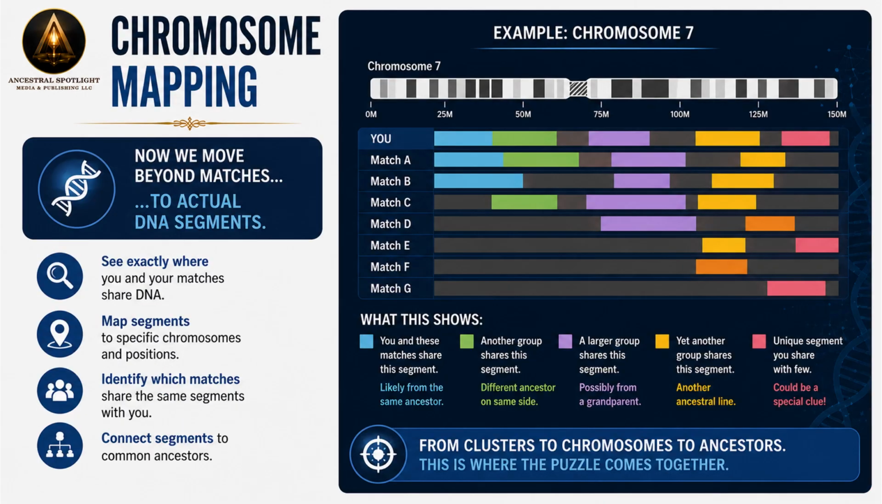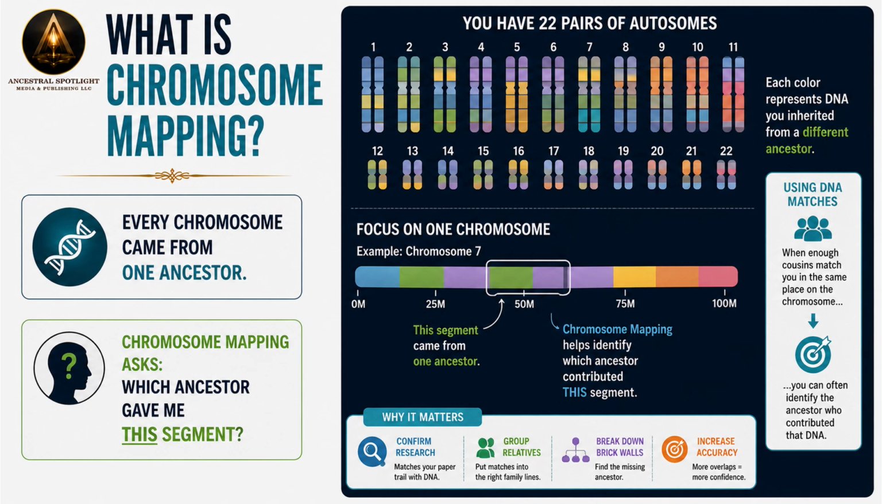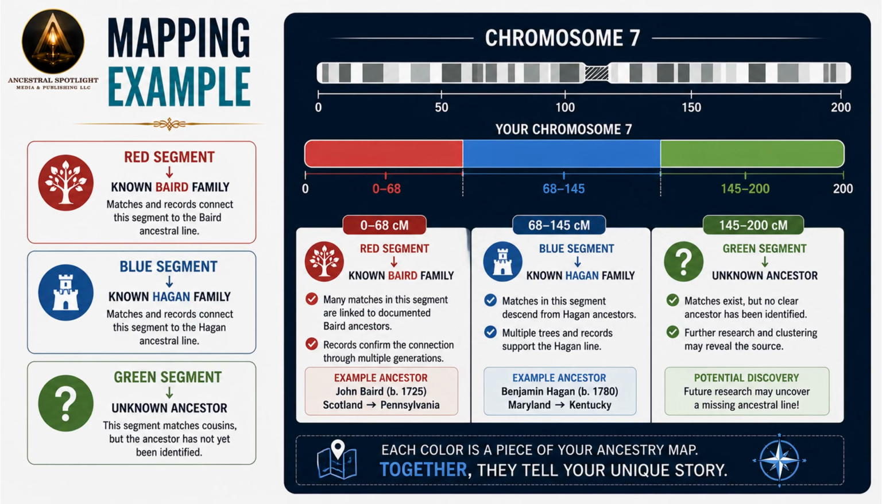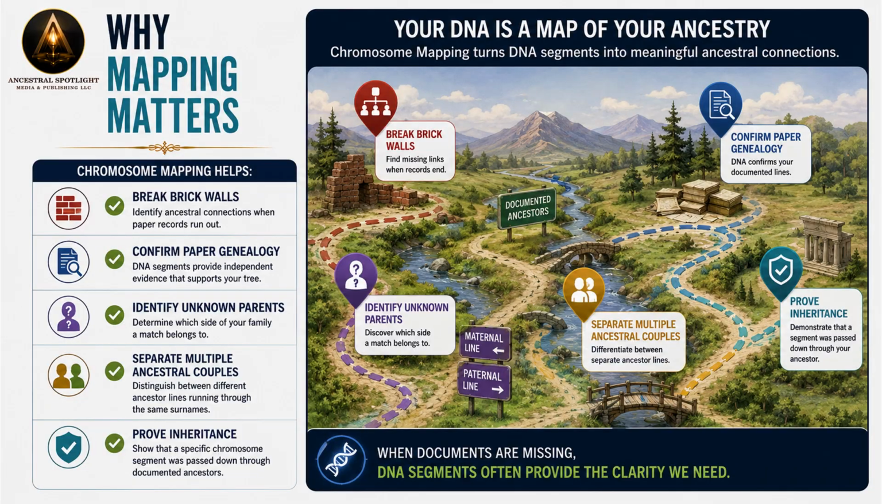This is where genetic genealogy becomes incredibly powerful. If enough cousins overlap in the same chromosome, you can often identify the ancestor who contributed that DNA. Triangulation is one of the strongest forms of genetic evidence available. It's much stronger than simply matching someone. Eventually, your chromosomes begin to look like a geographic map of your ancestry. When documentary evidence becomes weak, DNA segments often become the deciding evidence.